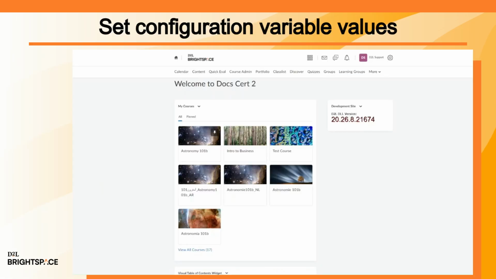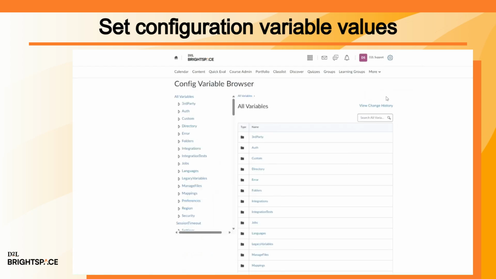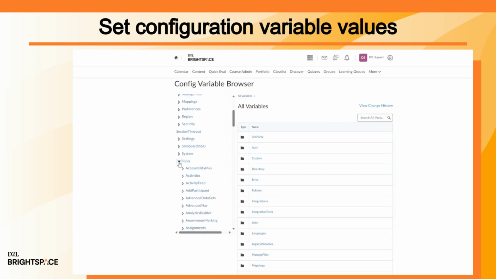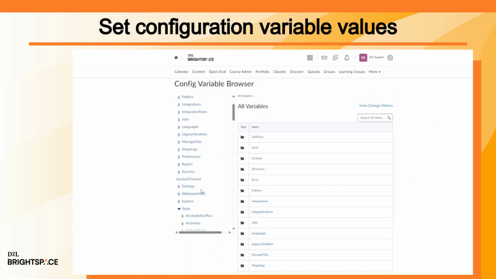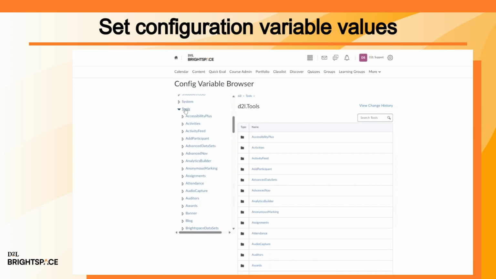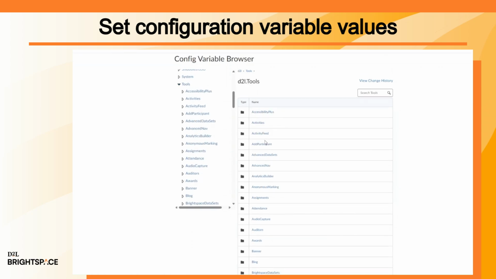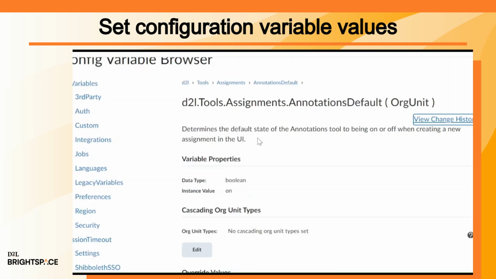From the Admin Tools menu, click Config Variable Browser. Navigate to the variable you want to set by browsing and expanding configuration categories, such as tools. Alternatively, search for configuration variables by name or keyword within all variables, a category folder, or a tool or feature folder. Then, press Enter. Click the variable you want to edit. Review the variable properties to determine the value to apply.